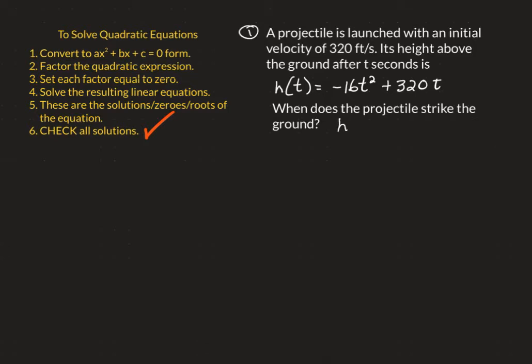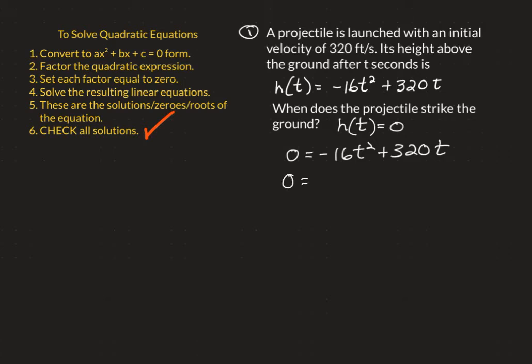That would be when the height equals 0, right? And the height is a function of time. So when h of t equals 0, the projectile strikes the ground. So let's let h of t equal 0 and solve to find out at what time that is.